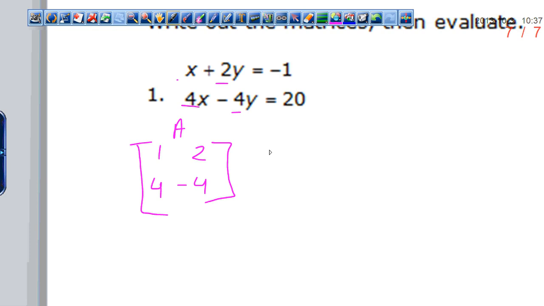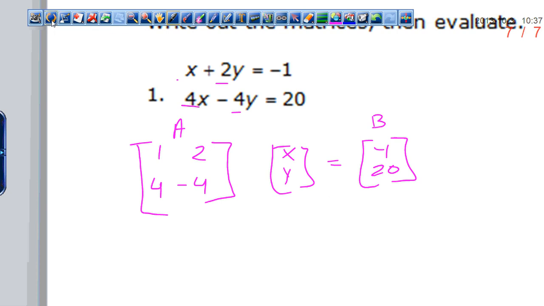And then we have our variable matrix, which we're just going to put x and y in there. And then that's going to equal our B matrix, which is just the other two numbers in our system. So -1 and then 20. And that's, like I said, our B. I'm going to pause there, and we're going to go into our calculator now.